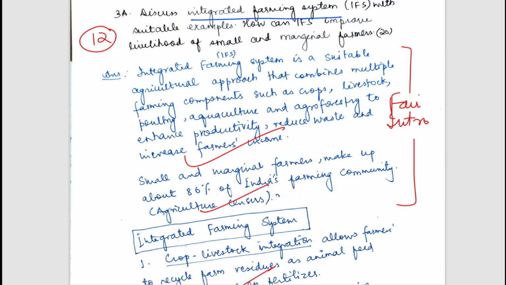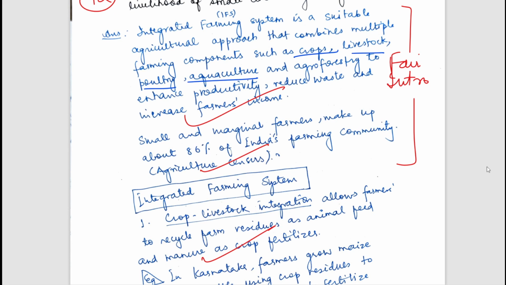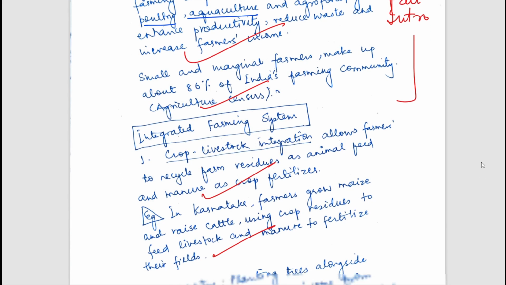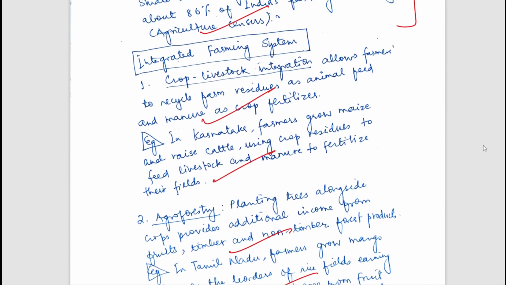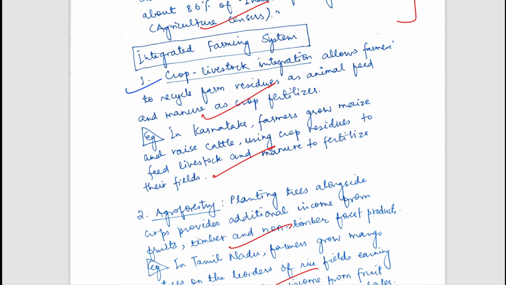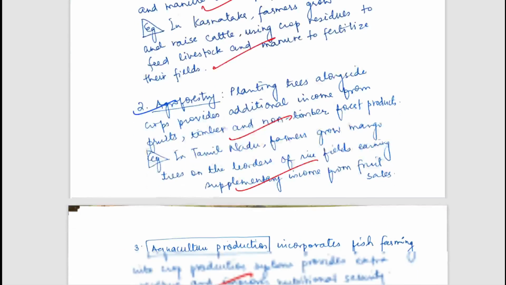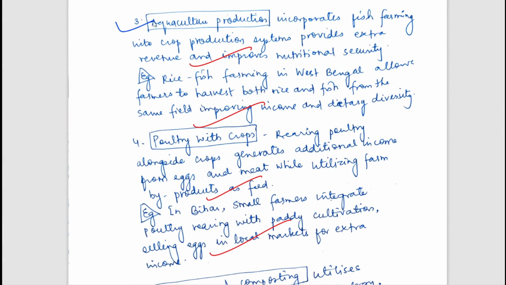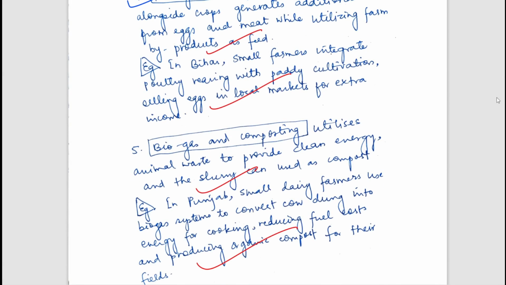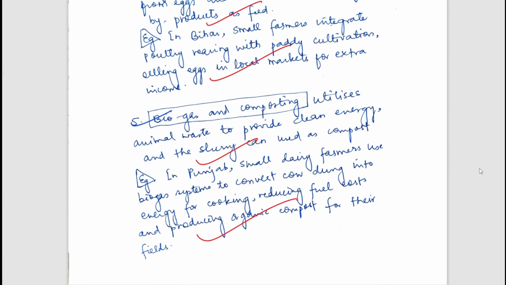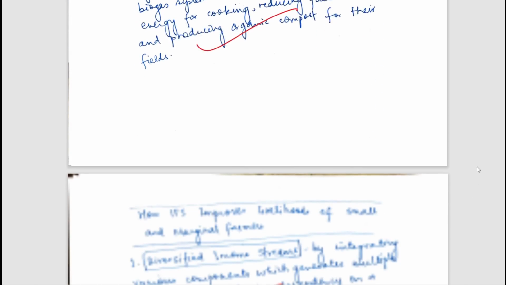So we all know what integrated farming system is. We are integrating crops, livestock, agroforestry, or you can say forestry, poultry, everything in the same land, to enhance the productivity of the land, enhance sustainability. Everything can be seen in integrated farming systems. We all know there is crop livestock integration, there is agroforestry, there is aquaculture, there is poultry with crops. So various things have been integrated. Biogas and composting can also be utilized in modern times. Many farms are utilizing that.